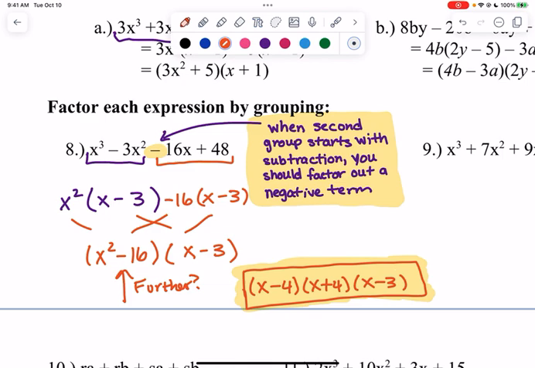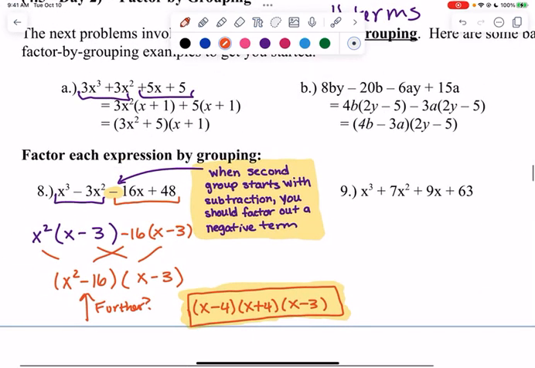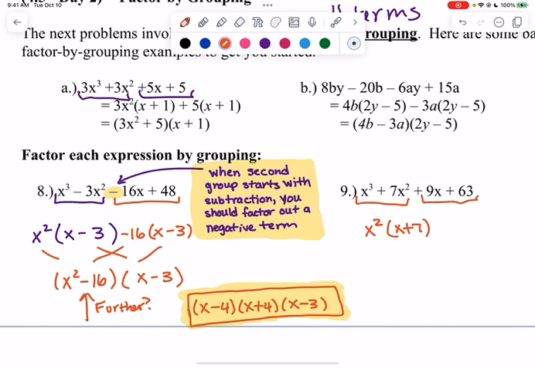So let's try number 9. So first group: x cubed, 7x squared, we can do x squared. That would leave you with x plus 7. And then 9x plus 63, they're both divisible by 9. Would leave you with x plus 63 divided by 9 is 7. Again, what's in those parentheses should match.